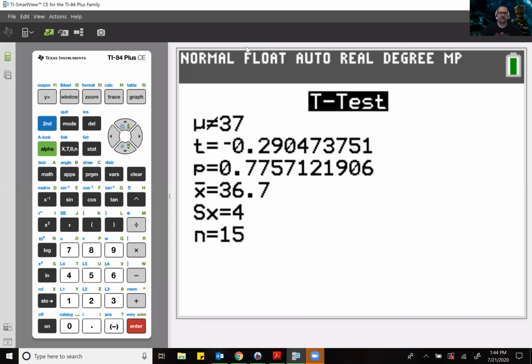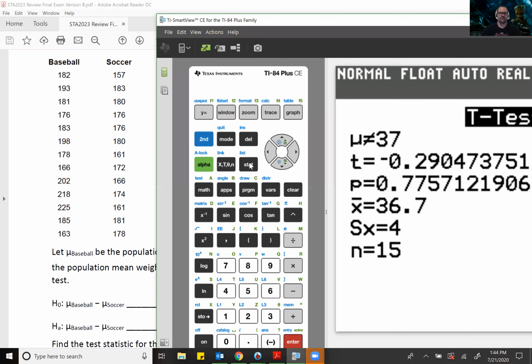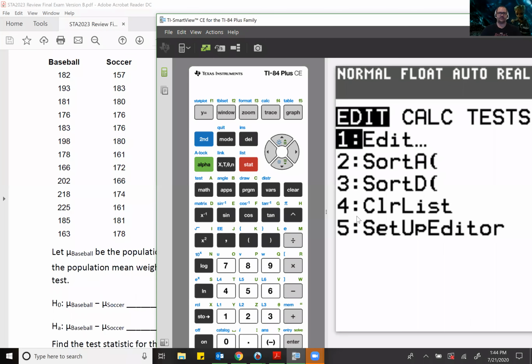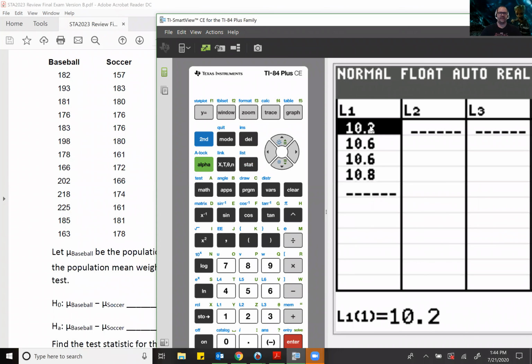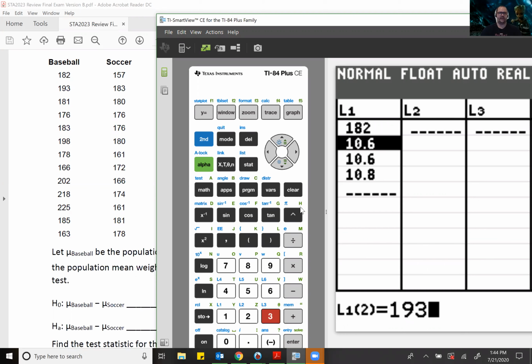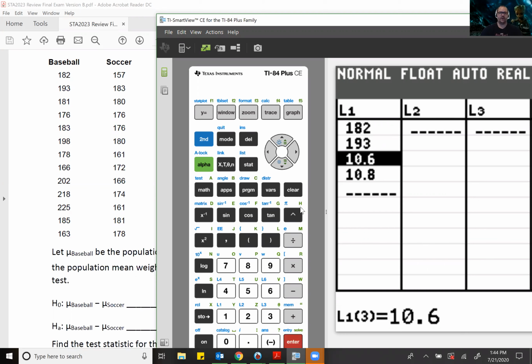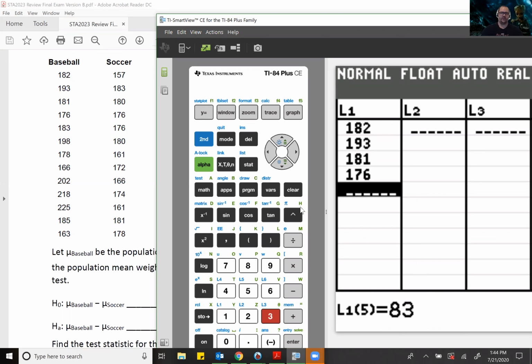If I'm going to my calculator, I need to push stat and edit, and I'm going to put all the baseball players in L1. I'll put all the soccer players in L2. Watch how you input these. So 182, 193, 181. So this is like your longest problem in here. 176, 183.